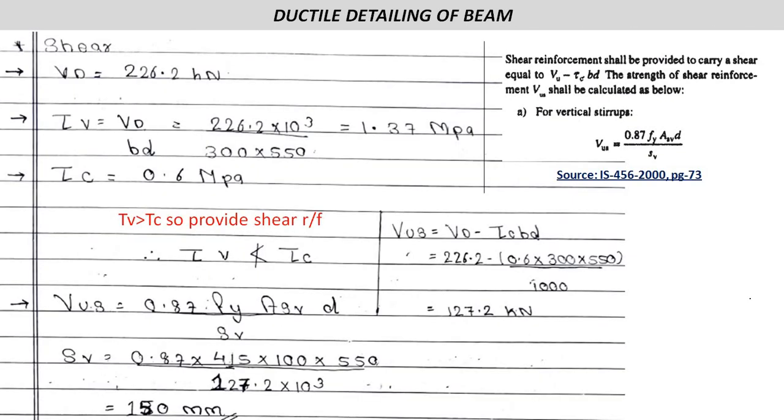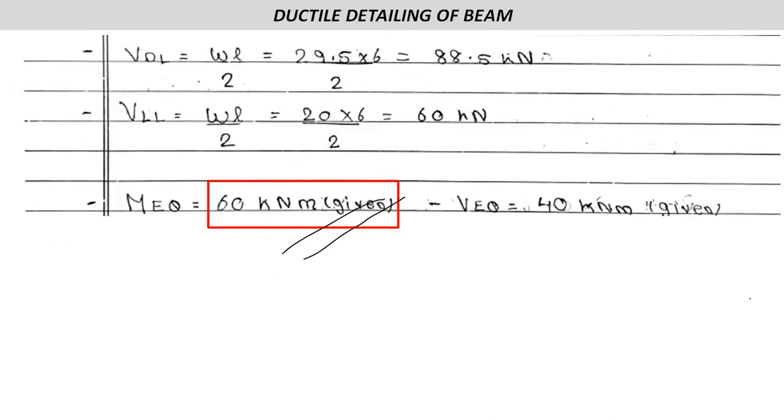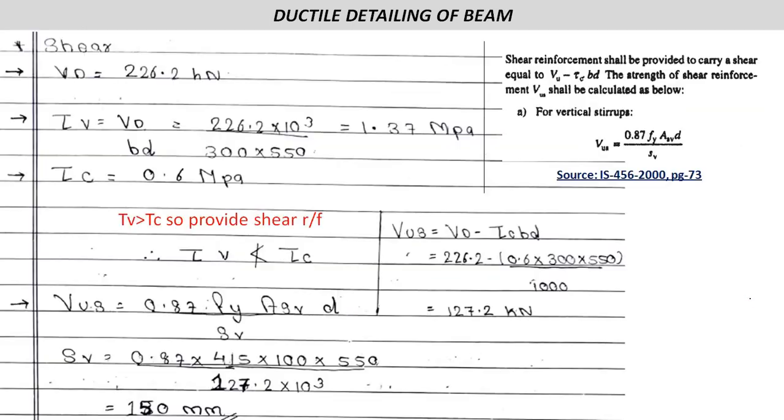So the next step is to check for the shear. For checking the shear, we have the value of VD. We have obtained the value of VD from the combinations of these two. The value of VD is 226.2 kilonewton. By this we will first find the value of tau V, which can be found by VD upon BD. The value of VD is 226.2 kilonewton.